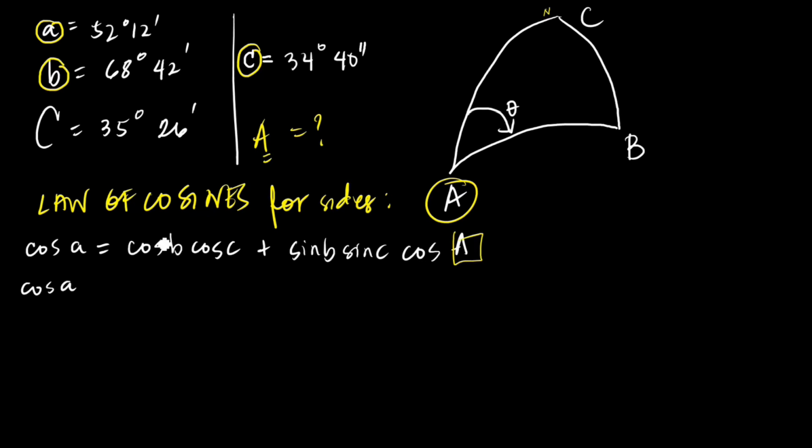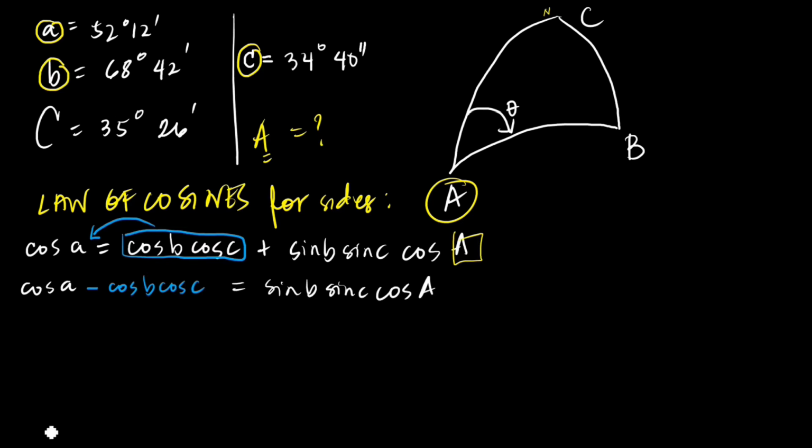This one, okay, so remember, this is considered to be a whole. So we can move it to the other side. So it will become negative cosine B cosine C. That's it. Then on the right side, the remaining sine B sine C cosine of big A. Again, what we need is the big A.